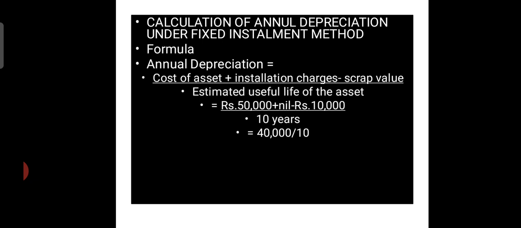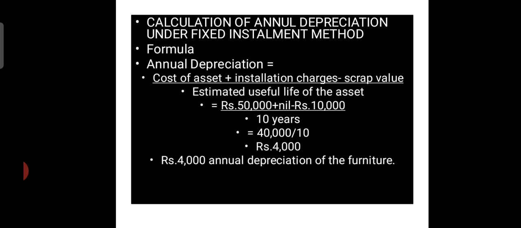40,000 divided by 10, then we can get 4,000. So here rupees 4,000 is the annual depreciation of the asset. In this way we need to calculate the depreciation on asset value. This formula can be used when the estimated useful life of the asset is given in the problem. Remember this point in your mind, that this formula can be used only when the estimated useful life of the asset is given in the problem.